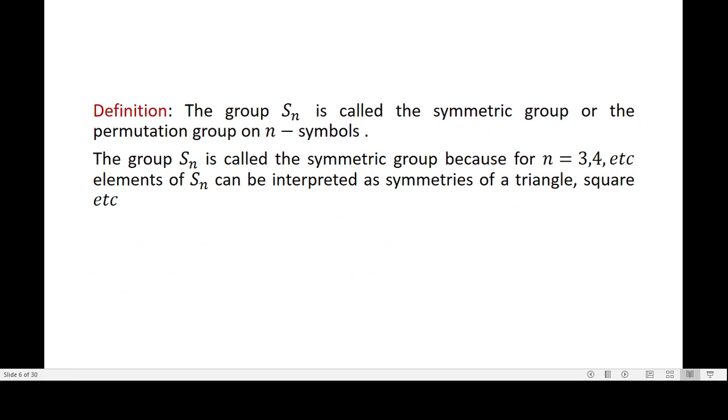Now this group Sn is called the symmetric group or the permutation group on n symbols. It is called the permutation group.